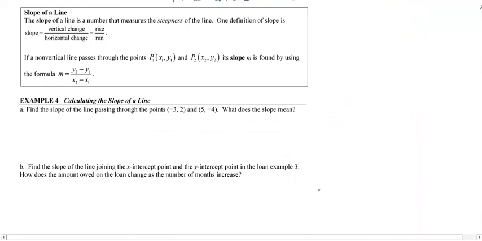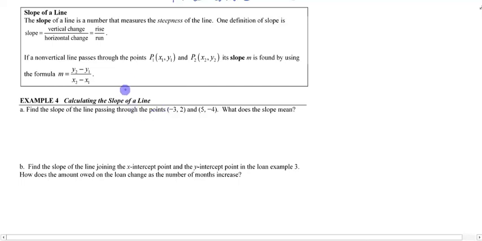Slope of a line. And the slope of a line is the number that measures the steepness of the line. The larger the number, the more steep it's going to be. And the closer that slope number gets to 0, the more flat it is going to be. So one definition of slope is that it's the vertical change divided by the horizontal change, or the rise divided by the run. And we actually have a formula for it. If a non-vertical line passes through the points (x1, y1) and (x2, y2), its slope is found by using this formula.